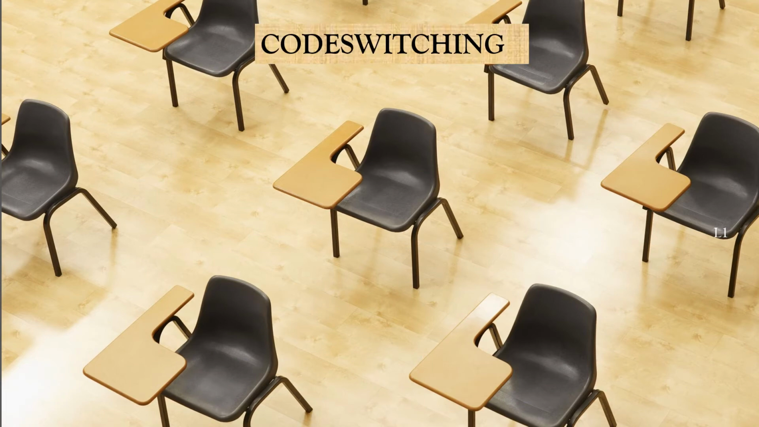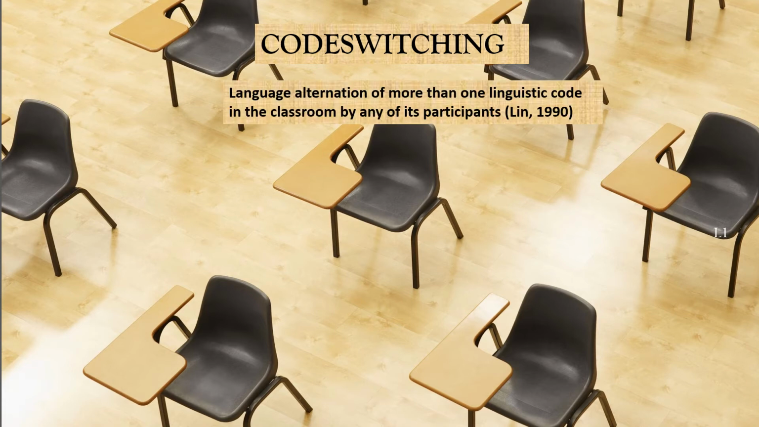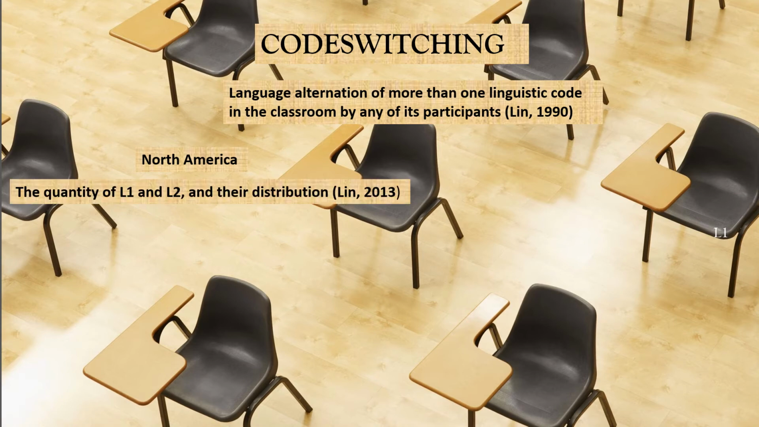Code switching is the use of more than one language in a communicative act, and in an educational setting it is seen as a language alternation of more than one linguistic code in the classroom by any of its participants. Most of the early studies on code switching were carried out in North America in second language contexts and bilingual education classrooms, with a special focus on two main issues: the quantity of L1 and L2 and their distribution. However, research in the past was heavily influenced by the corresponding approaches and the dominant TESOL theories of the time.